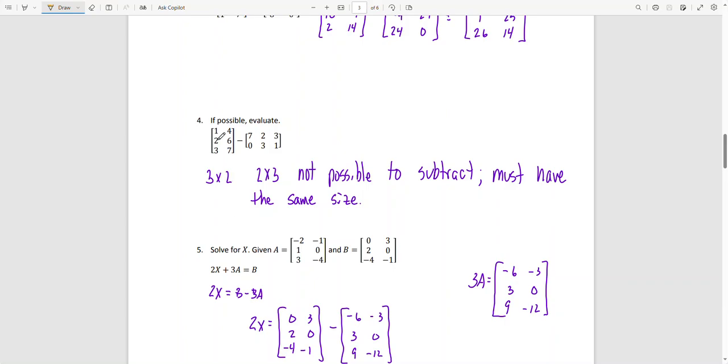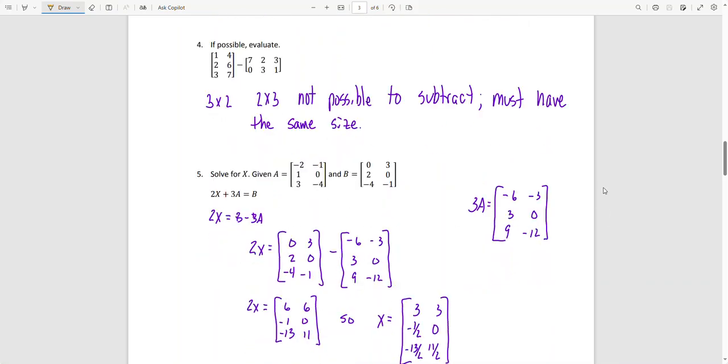But remember, 3 rows and 2 columns is different than 2 rows and 3 columns. This has a row 3, column 2. I cannot find a row 3, column 2 on this matrix, so I can't possibly subtract or add the opposite. Right? They have to have the same size. Not possible.